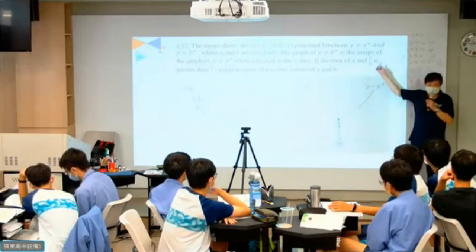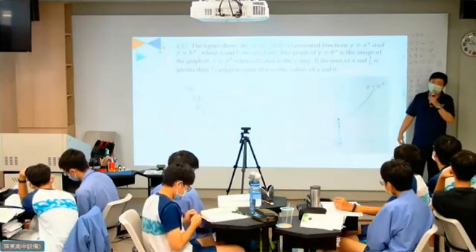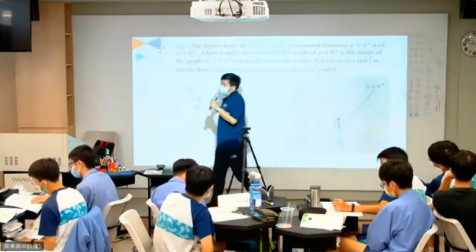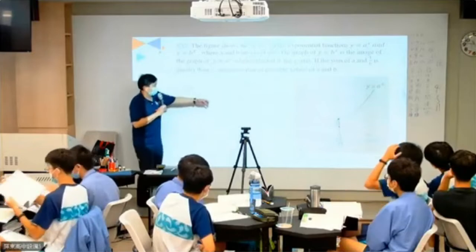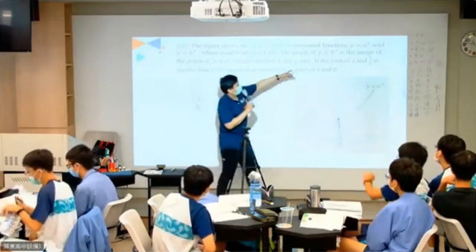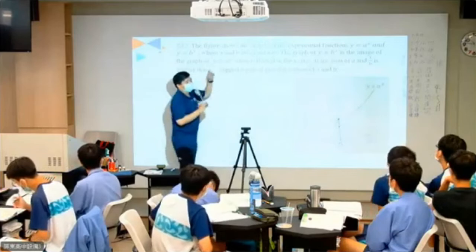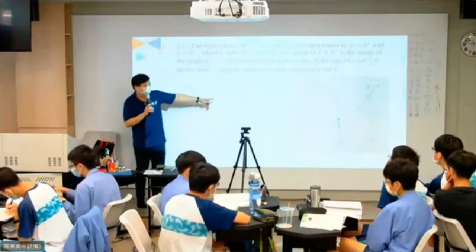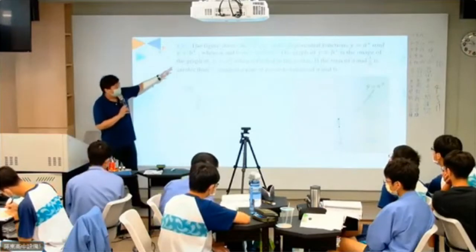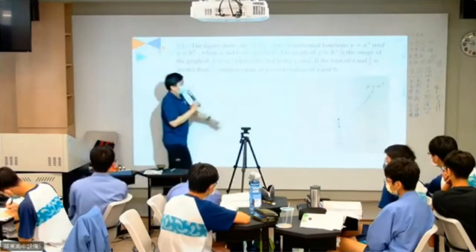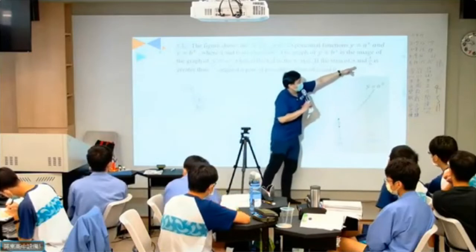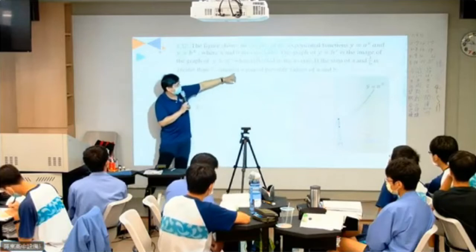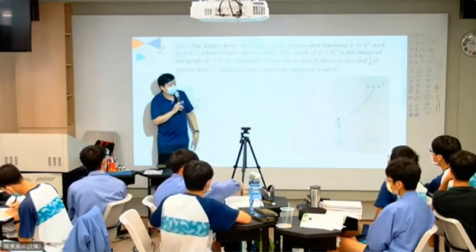Y-axis, right? Y-axis is the axis of symmetry. So, these two functions are symmetric. That means here, A times B is equal to 1, right? A times B is equal to 1. Okay, that means, so if the sum of A and 1 over B is greater than 7, suggest a pair of possible values of A and B.